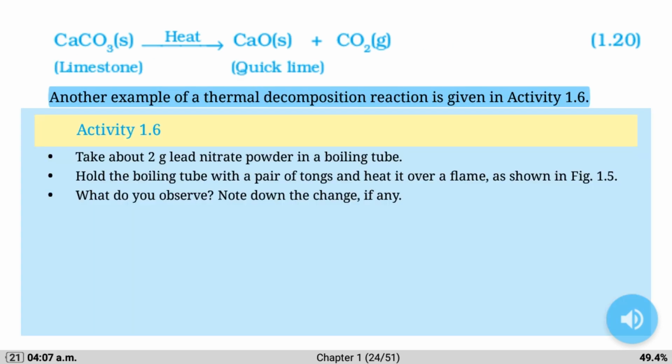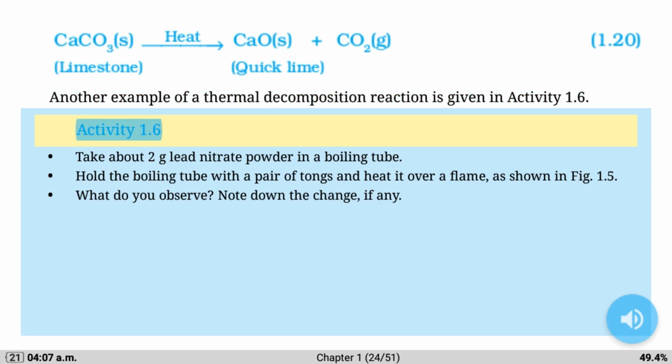Another example of a thermal decomposition reaction is given in Activity 1.6. Activity 1.6. Take about 2 grams of lead nitrate powder in a boiling tube. Hold the boiling tube with a pair of tongs and heat it over a flame, as shown in Fig.